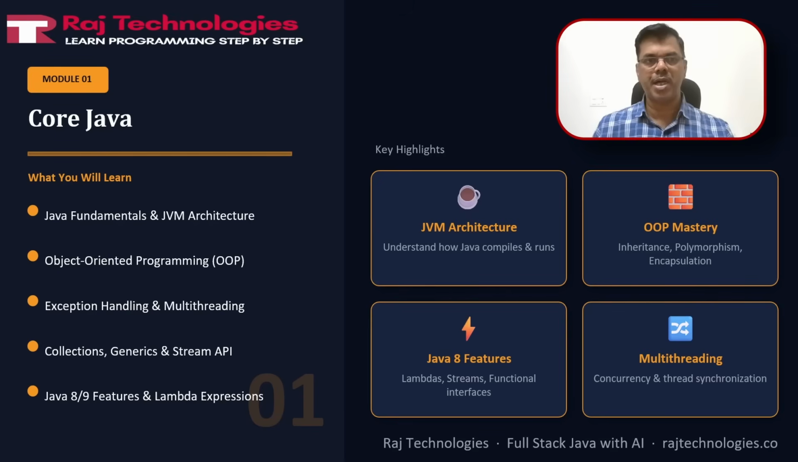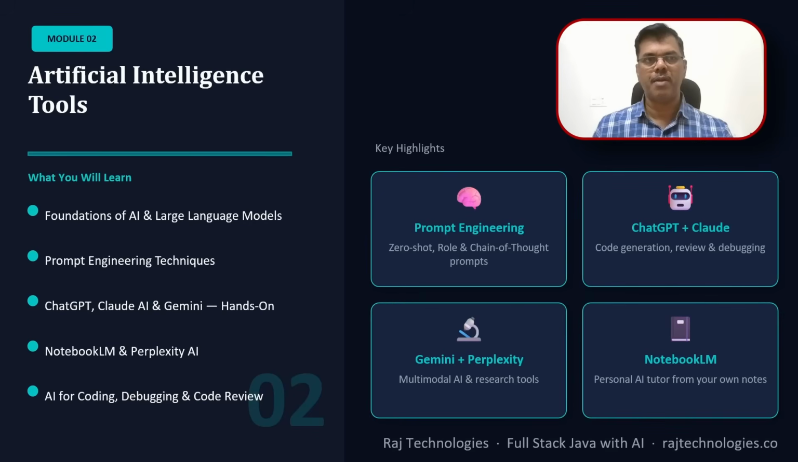We discuss about arrays. Then we go with object-oriented programming, exception handling and multi-threading, collections, generics, and stream API. Java 8-9 features like lambda expressions, for each method, collection factory method of functional interfaces. These all things we are going to discuss under Module 1.